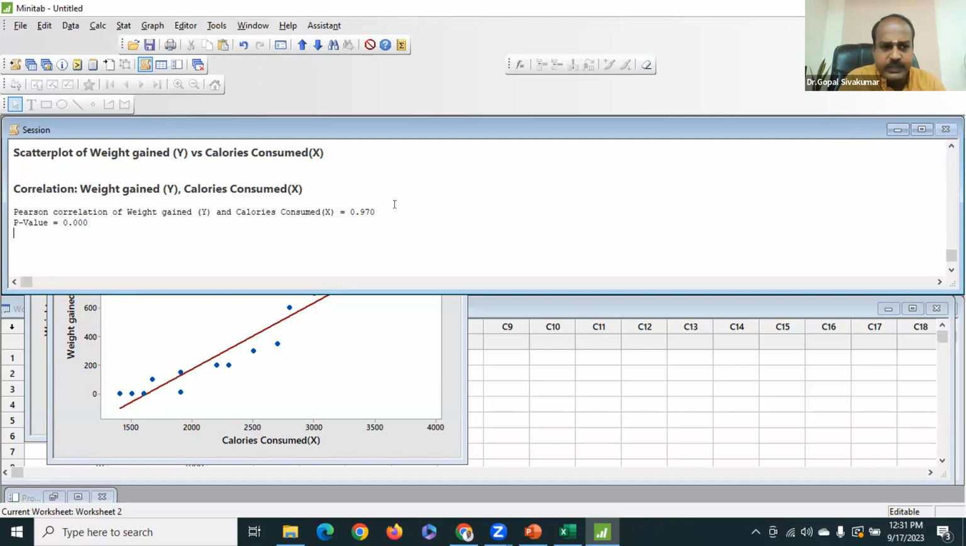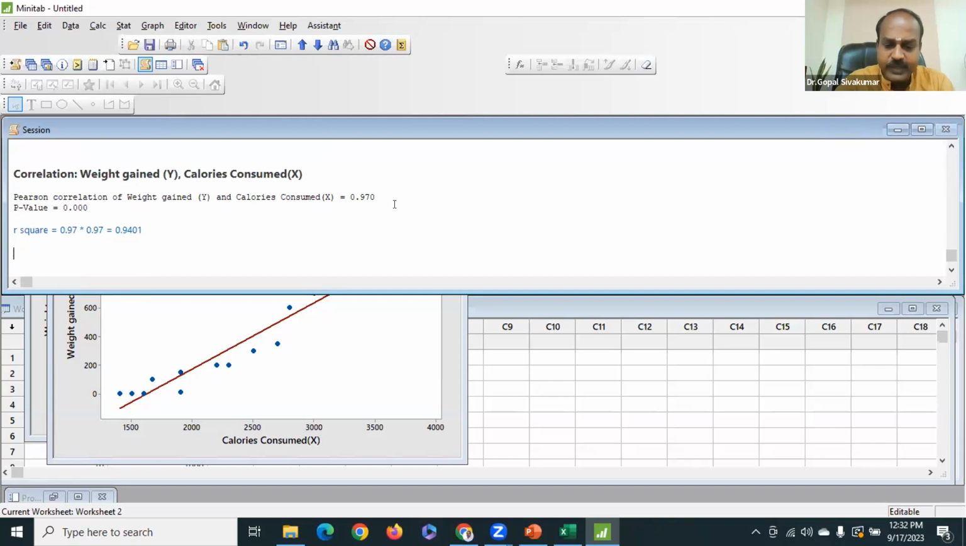Now, very, very important is knowing your R square. What is R square? How to calculate? Square of R. 0.97 multiplied by 0.97. So the result is how much? 0.94, 0.9401. Now, a very, very important inference.